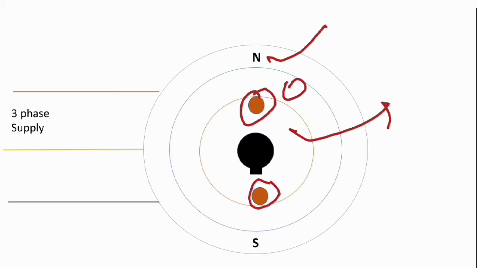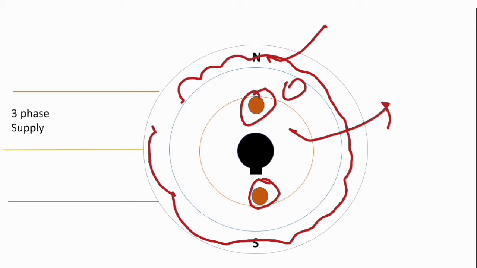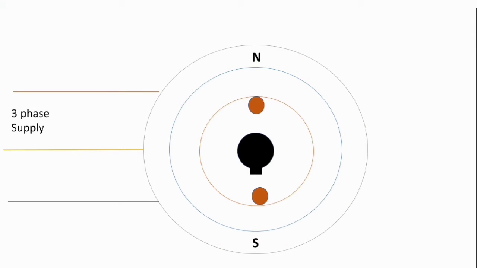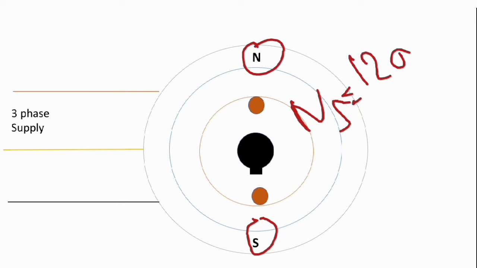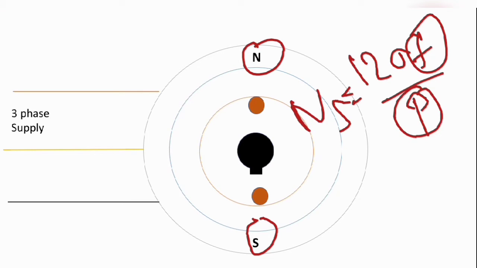This is the rotor conductor, and here the conductor is connected in the stator winding. This is called the stator winding, and this is called the rotor winding. A three-phase supply is given to the stator winding. In the stator we consider a two-pole machine, N and S. We know Ns equals 120 f upon P, and if it is 50 hertz and the poles are 2, then the synchronous speed, or rotating magnetic field speed, will be 3000 rpm.